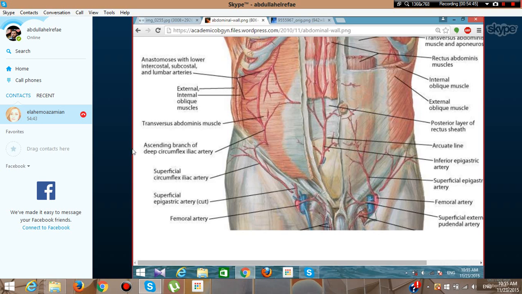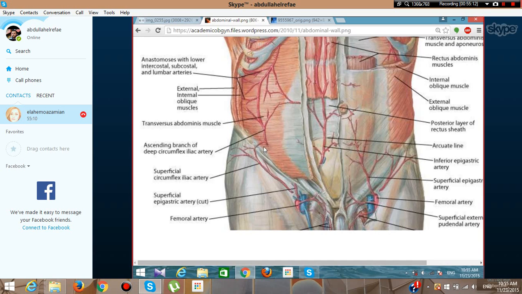So the deep circumflex is from the external iliac, and the superficial one is from the femoral. And then you have the veins with the same names that just drain in the opposite direction. Like the superficial epigastric vein drains into the femoral vein. The inferior epigastric vein drains into the external iliac vein, right? So the vein is just opposite.